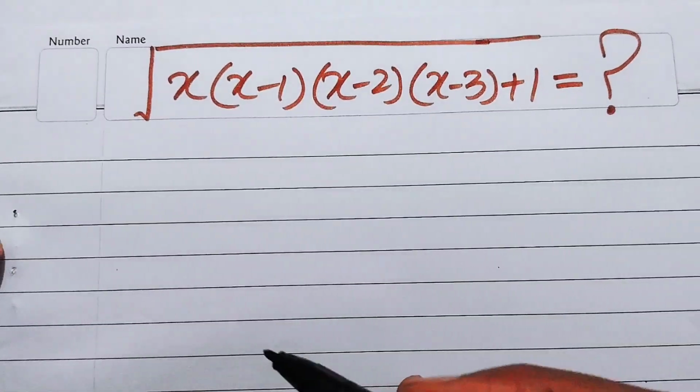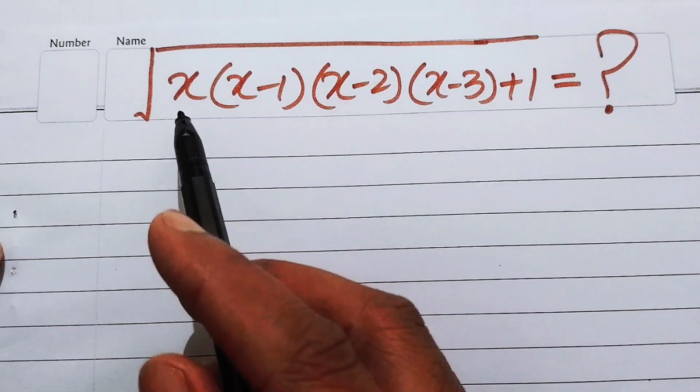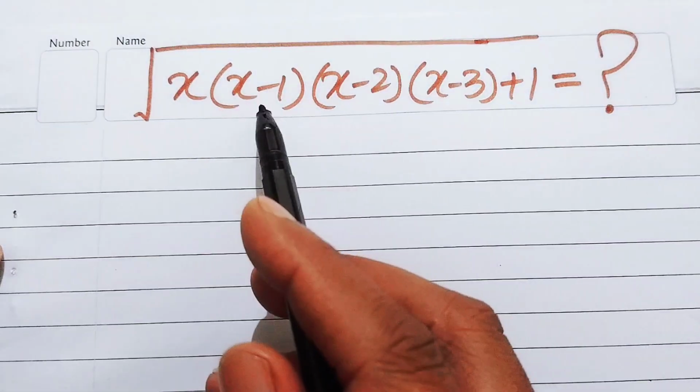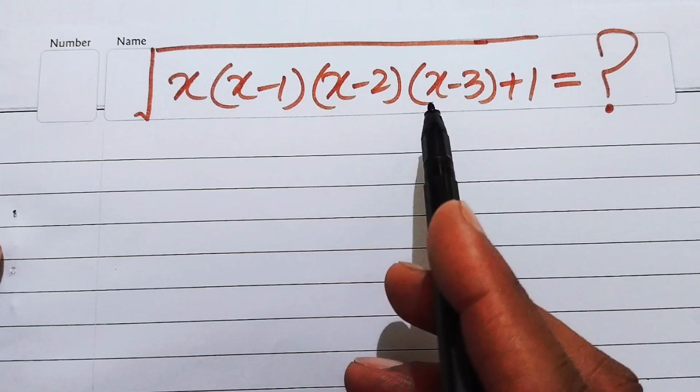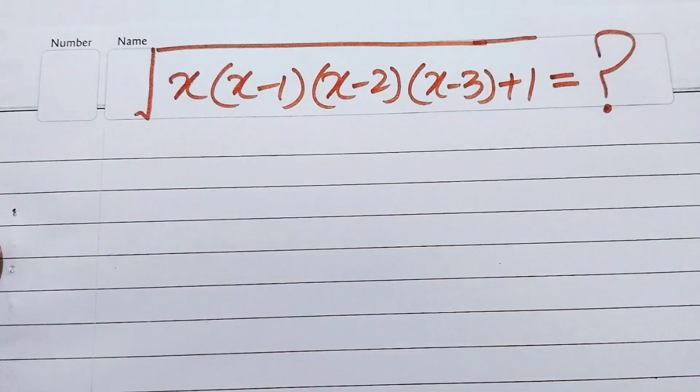Hello everyone, welcome to solve this math algebra problem. Here we have the square root of x times (x minus 1)(x minus 2)(x minus 3) plus 1, and we find the square root of this term.